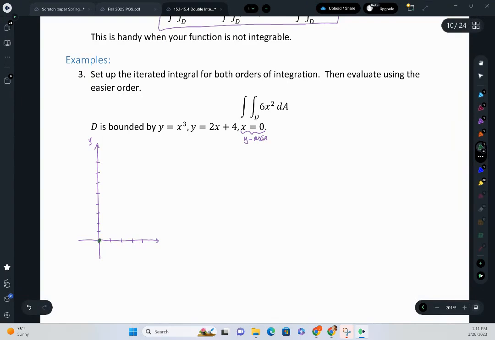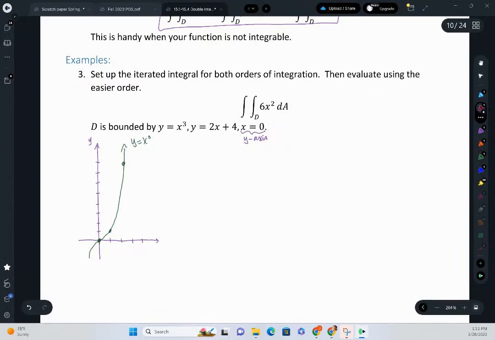I know it goes through 0, 0, it goes through 1, 1, it goes through 2, 8, and it does that also in the third quadrant, but I'm not really concerned with that quadrant because everything is in the first quadrant. So this is y equals x cubed.